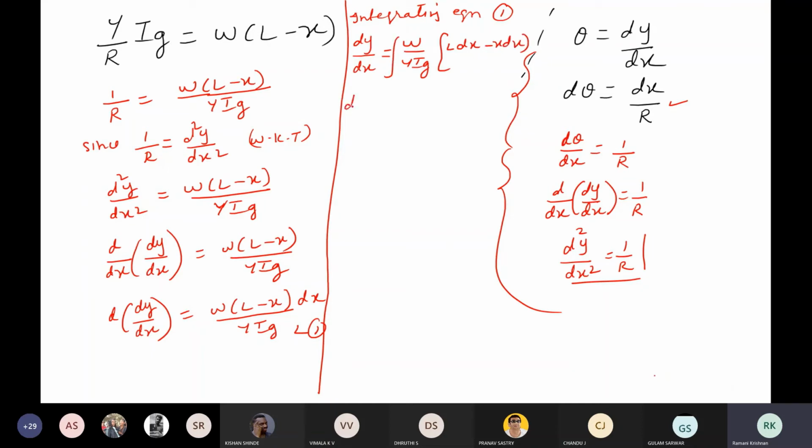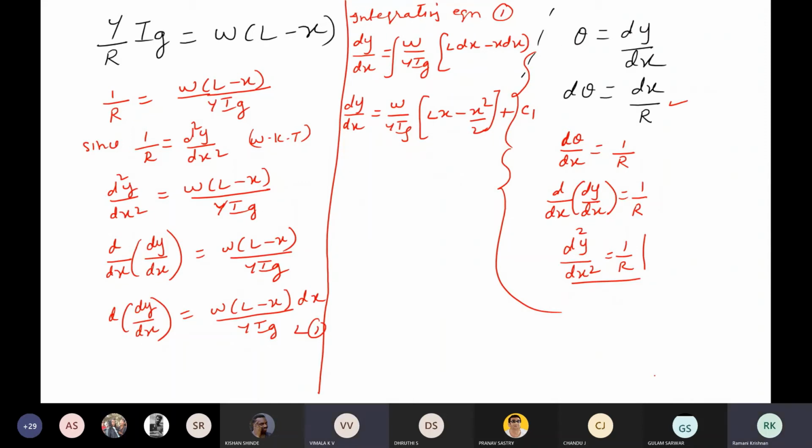So dy by dx is equal to W by Ig. What is the integration of L dx? It is LX minus X square by 2, plus C1. What is C1 called?